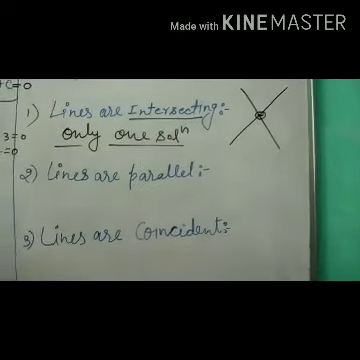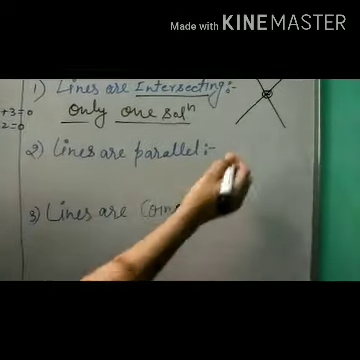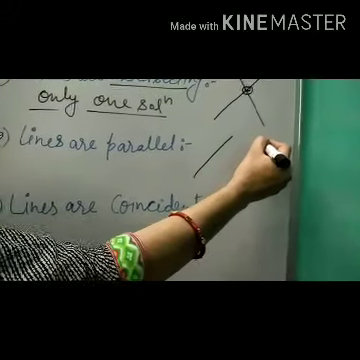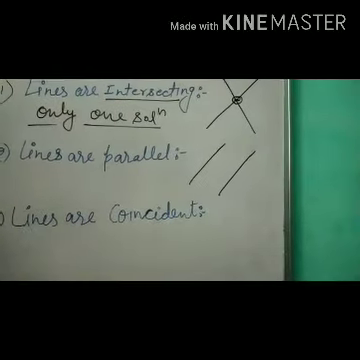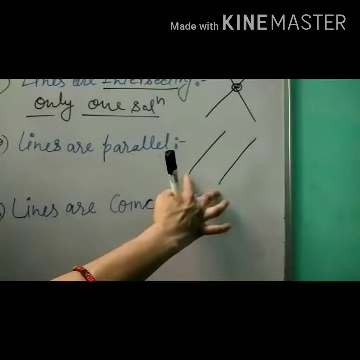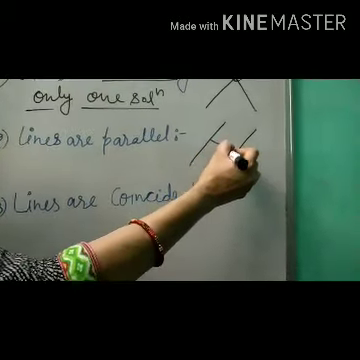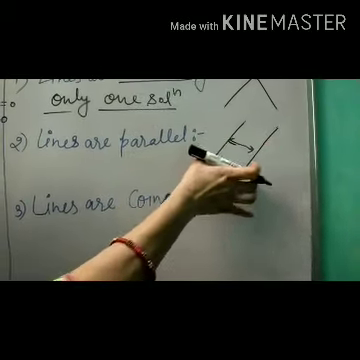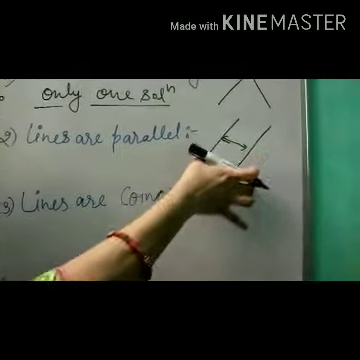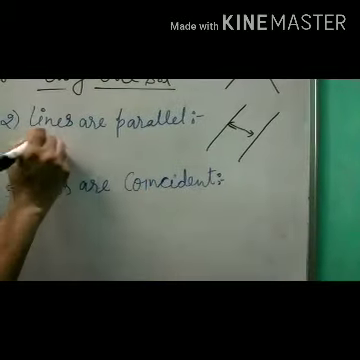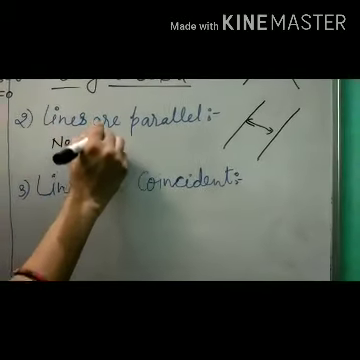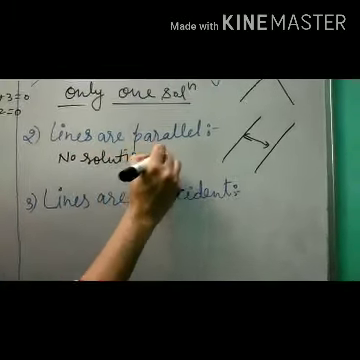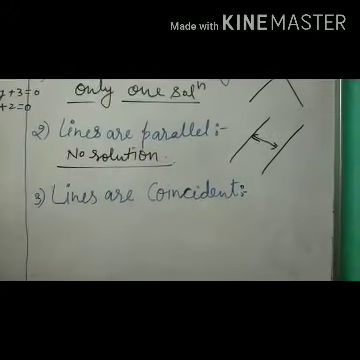The second condition we have is lines are parallel. If we draw the graph of these two lines and both lines go parallel to each other, they are not intersecting each other at any point, so there is no solution because both the lines are different. In this case there is no solution of these equations.